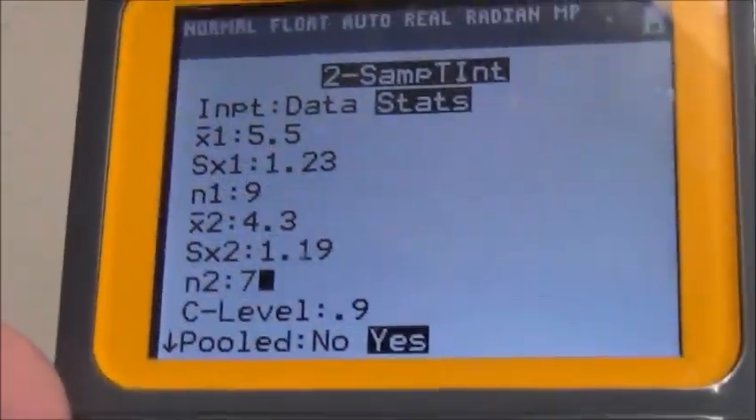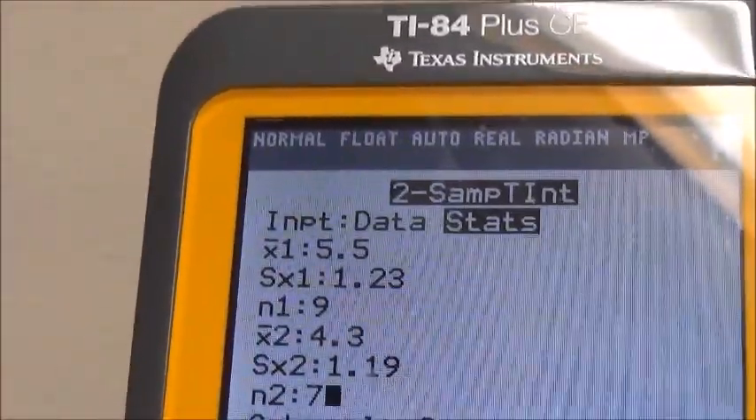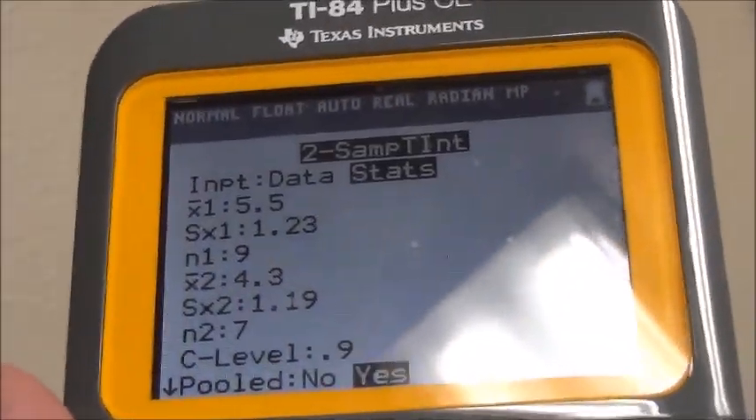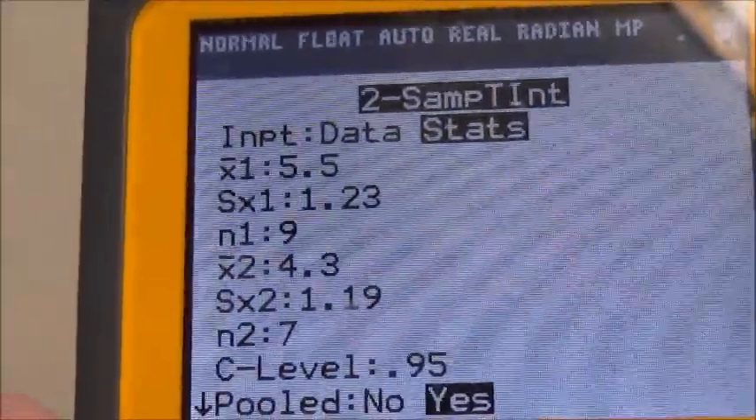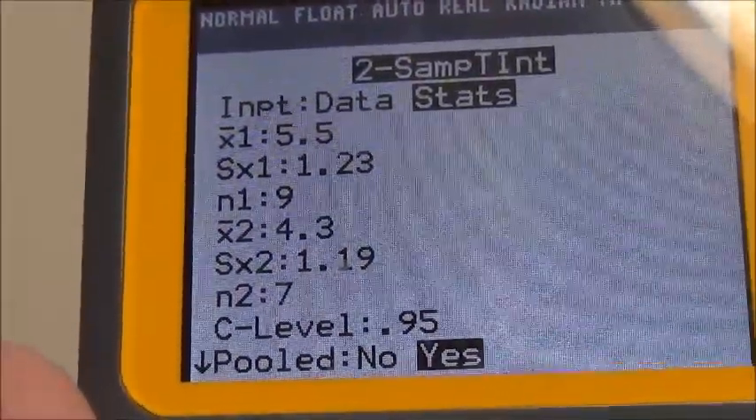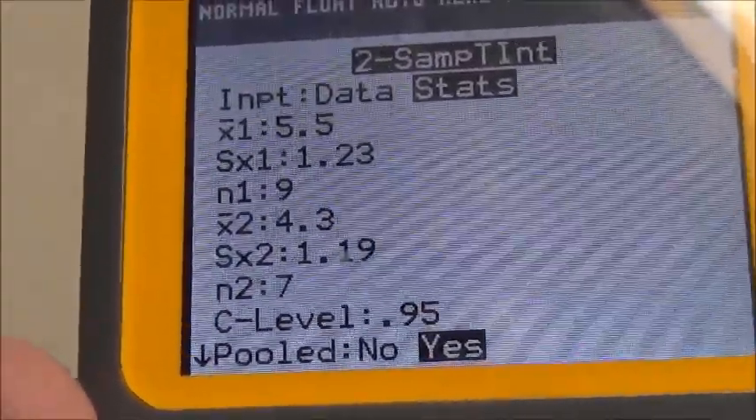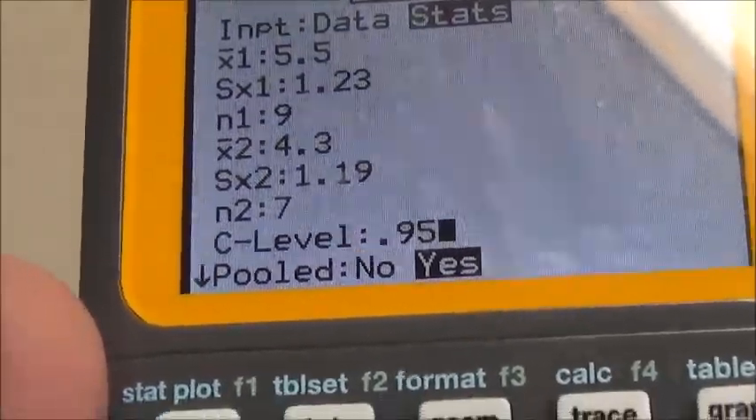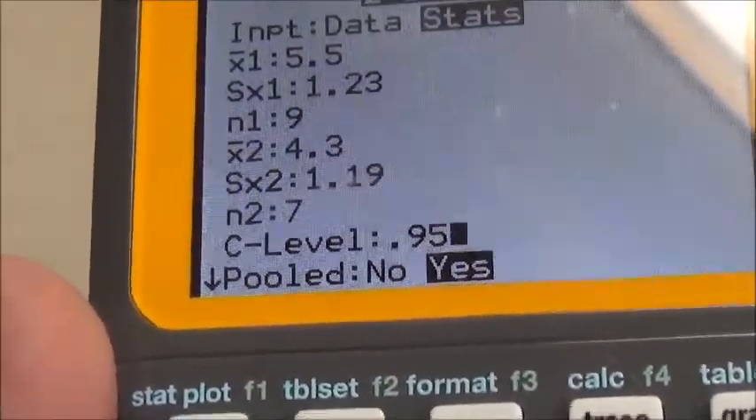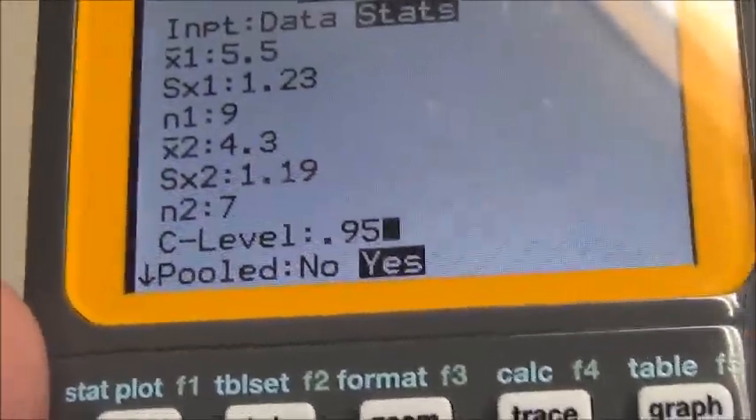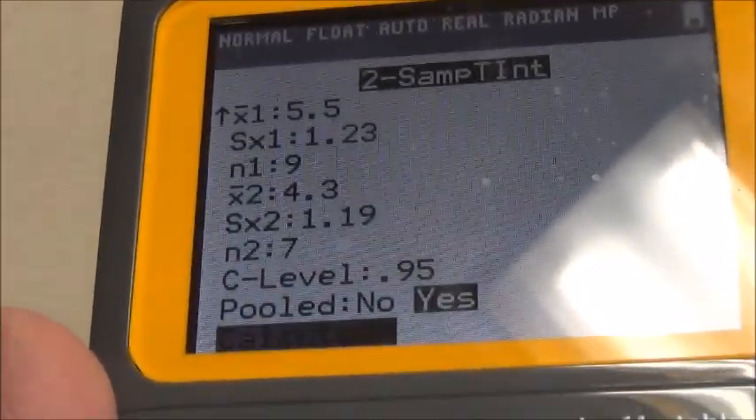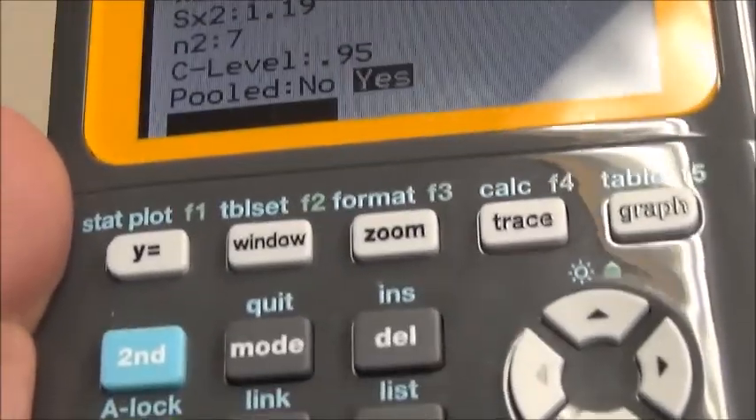And my confidence level, I am going at a 0.05. So I'm going to have a 95% confidence level. 0.95. So I've got my information in there. Mean 1 was 5.5. Sample standard deviation 1.23. Number for 1 was 9. For 2s, the mean was 4.3. Sample standard deviation was 1.19. And 7 people sampled for the women. Confidence level 95%. And yes, we want it pooled. Make sure yes is highlighted. We are then going to hit calculate. So I'm going to enter on calculate.